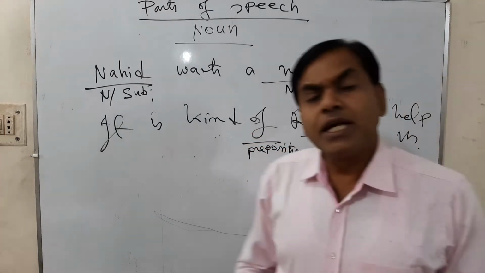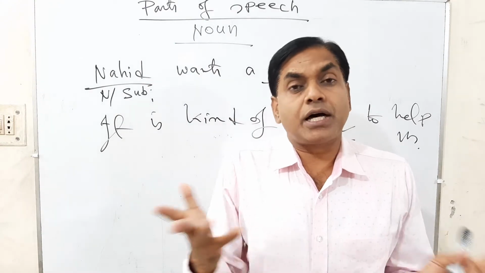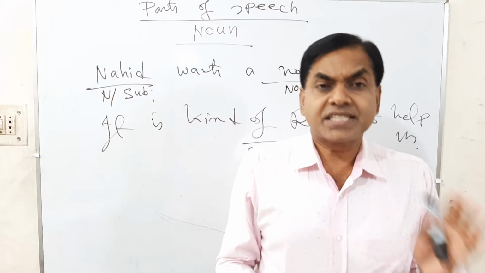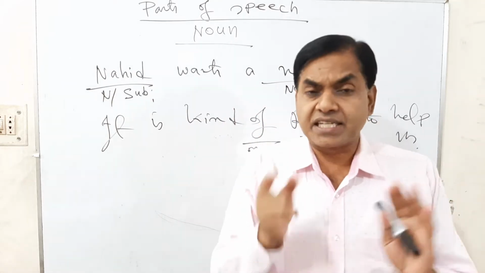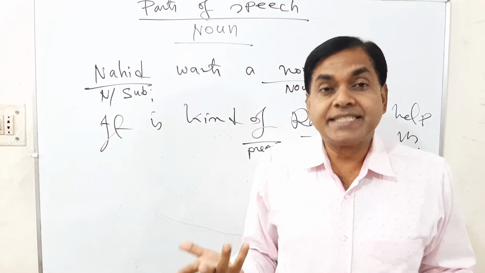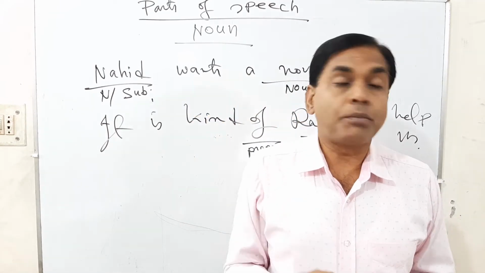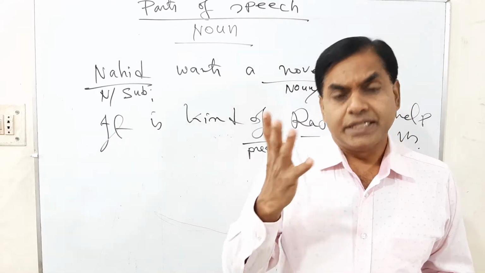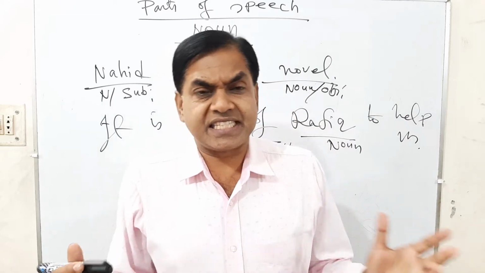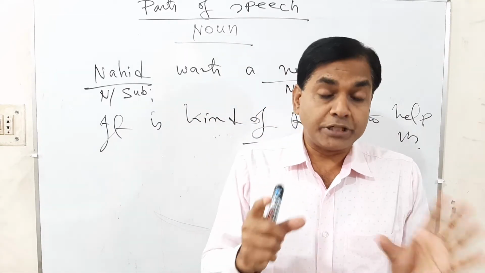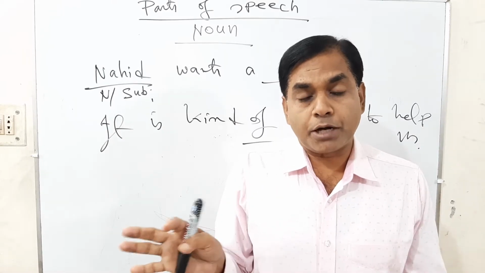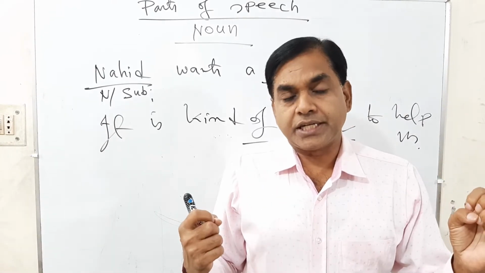So, my dear viewers, now you can easily understand the usage of noun in a sentence. Sometimes it is used as subject, sometimes as object, and sometimes as the object of a preposition. In this way, we can easily identify a noun in a sentence, and we can use noun in a sentence also. But today I am going to discuss the classification of noun according to the quality, according to the name, according to the position, situation.